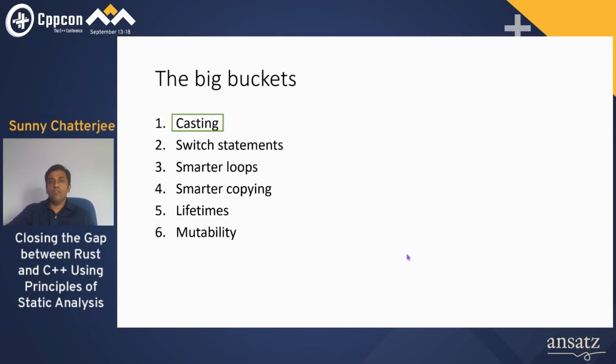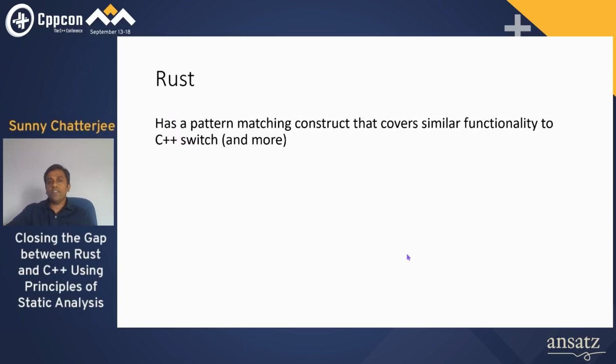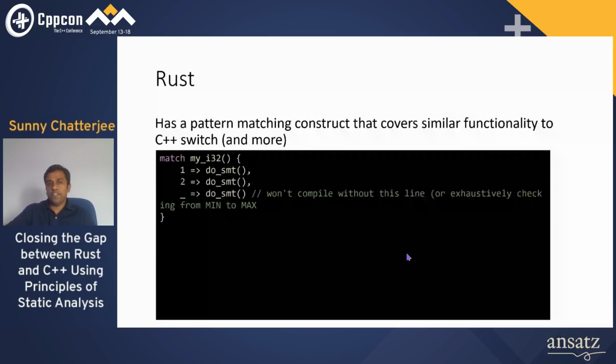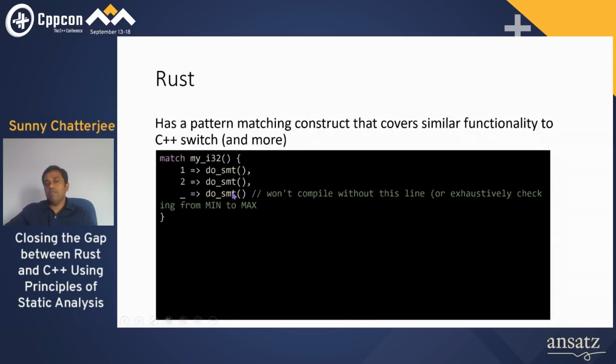So the next bucket we looked at was switch statements. In Rust, it has a pattern matching construct that covers similar functionality to the C++ switch and more. It's a match statement where, in this example, you have a 32-bit integer and you're trying to match the values 1 and 2. And if you omit this third statement, which is the equivalent of the C++ default, then the Rust compiler will not compile this code because it wants you to check for every possible value of that integer.